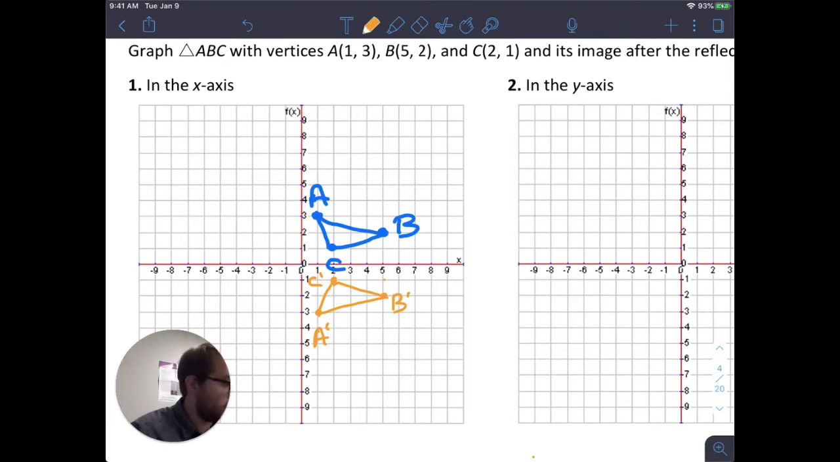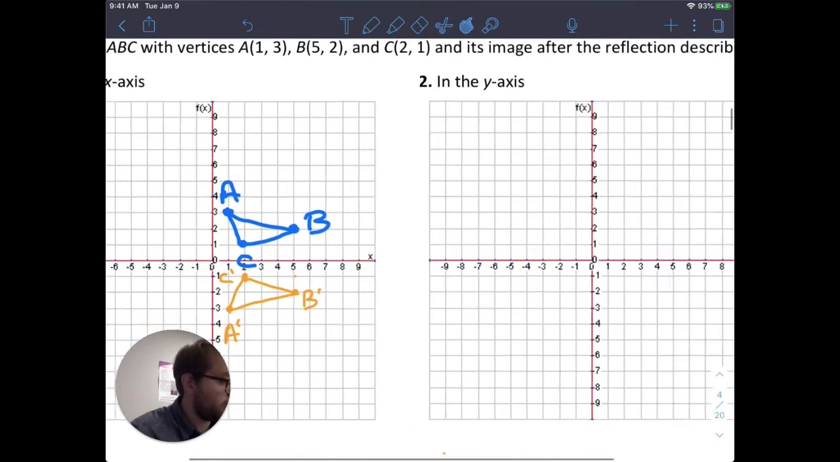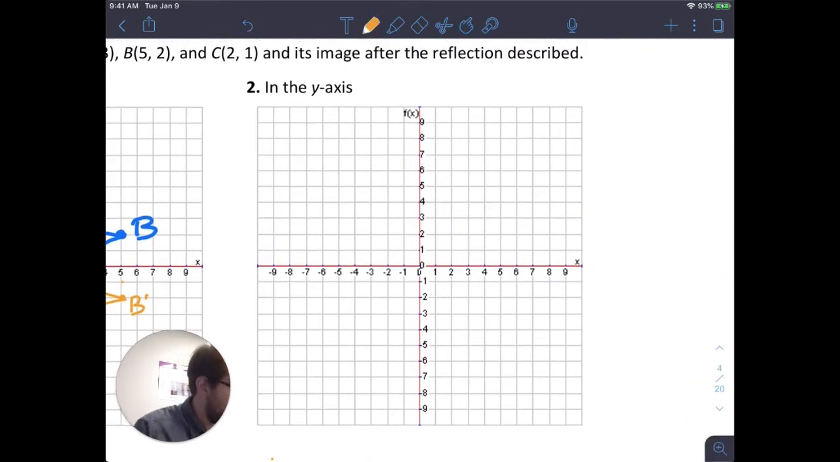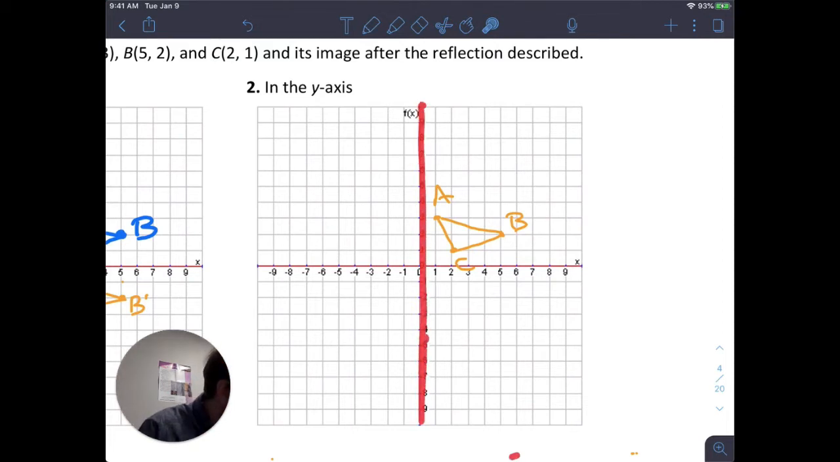of our original triangle. All right, let's look at another one. Let's look at when we reflect in the y-axis. So we start with the same image at 1,3, 5,2, 2,1. And we're going to reflect it in the y-axis. So that means we're reflecting it across this axis right here, the up and down axis. And however far these points are from that axis is the same distance that their image points will be.